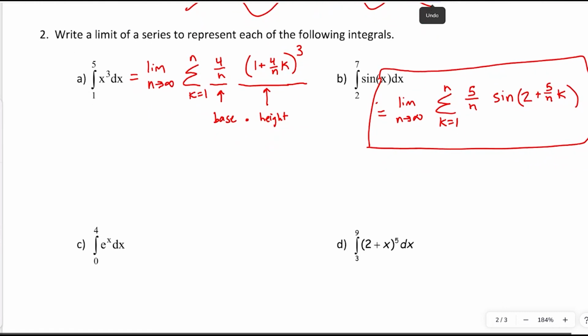All right, any questions about B? Why don't we have an exponent?